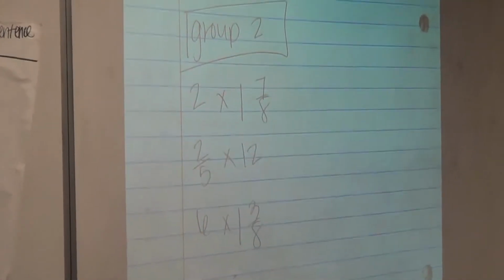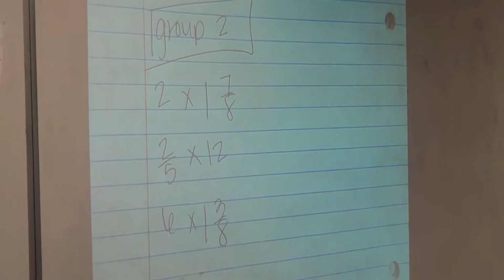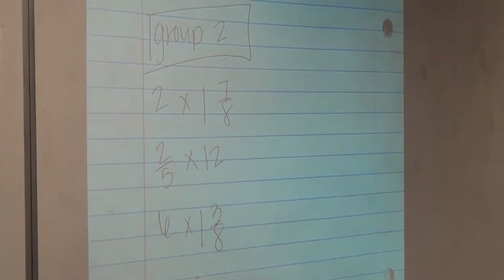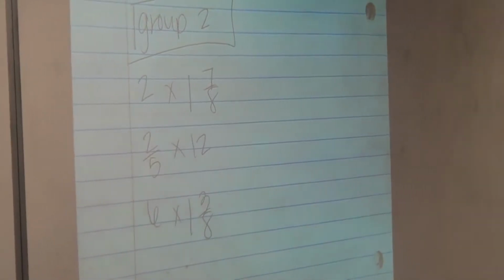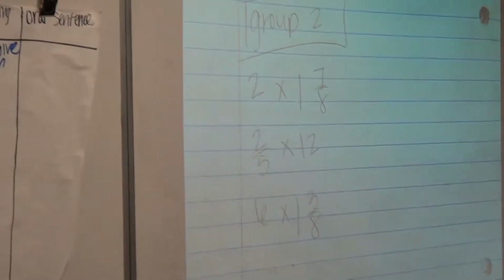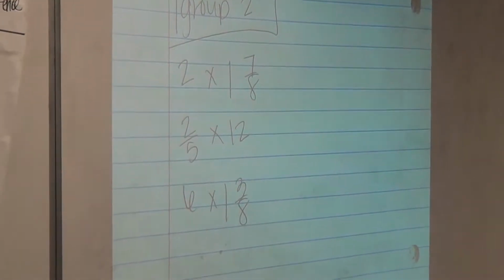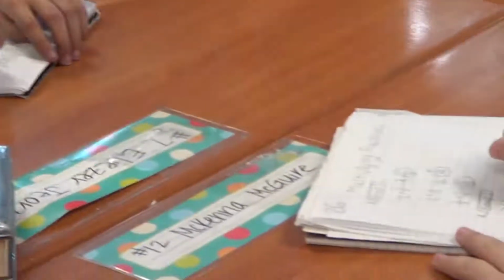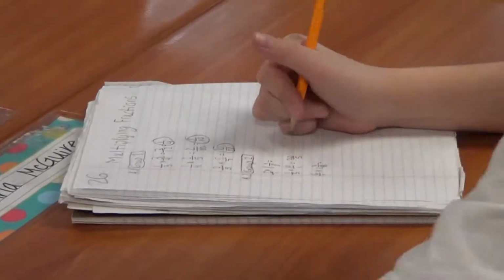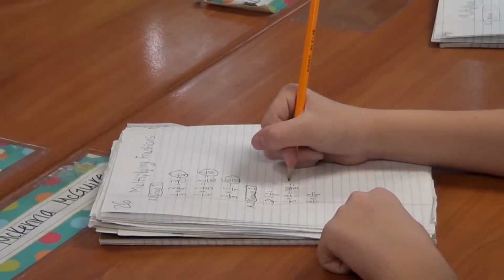You're copying down the questions for group 2. When your group members are done copying them down, you can start working together to solve those. Okay, go ahead and start working together. Make sure you're working together in your groups, guys. Heads together. Okay.